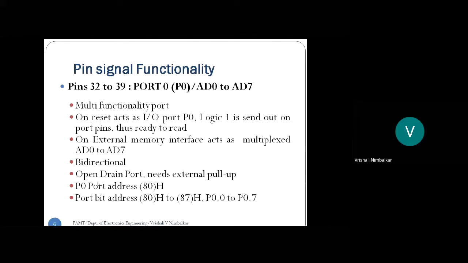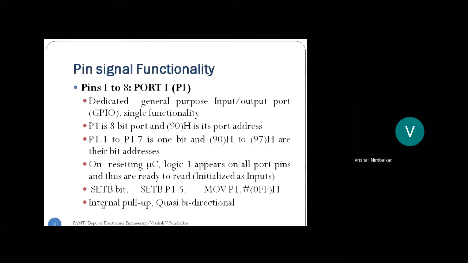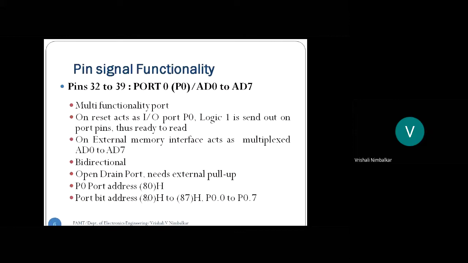Port 0 is an open drain port. Correct? Port 0 is an open drain port. It needs an external pull-up. Correct? What did we say about port 1? Port 1 has an internal pull-up. Right? But port 0 needs an external pull-up. And hence it is called an open drain port. We will see to this. Fine? Now what is this open drain and internal pull-up and external pull-up?